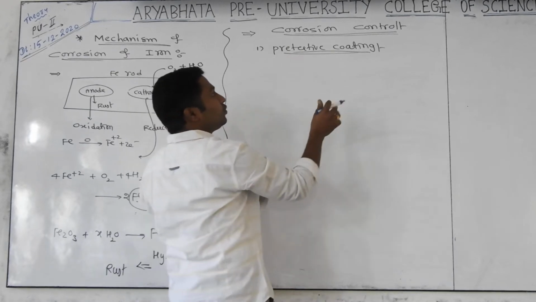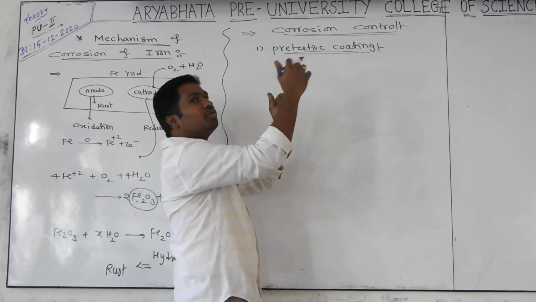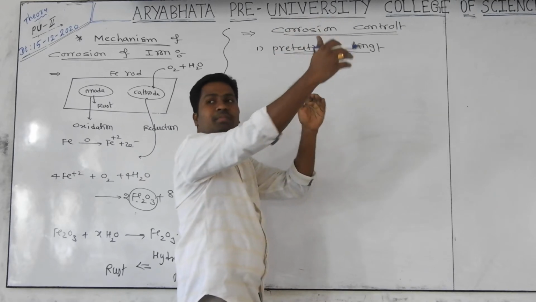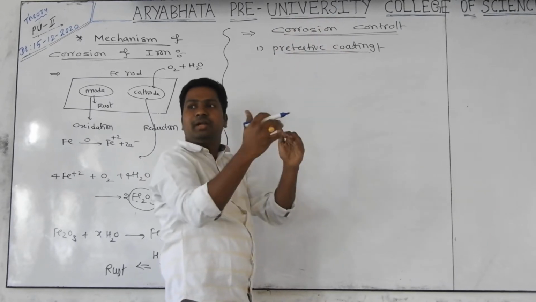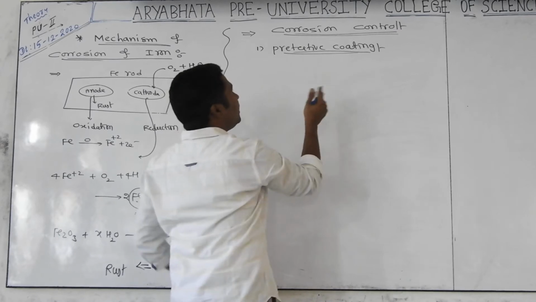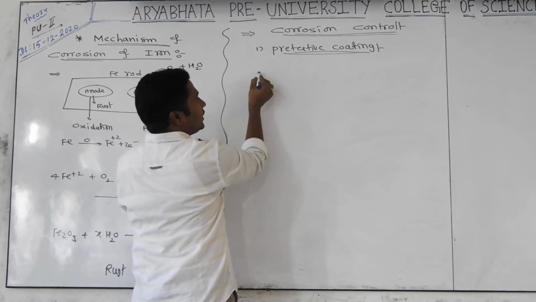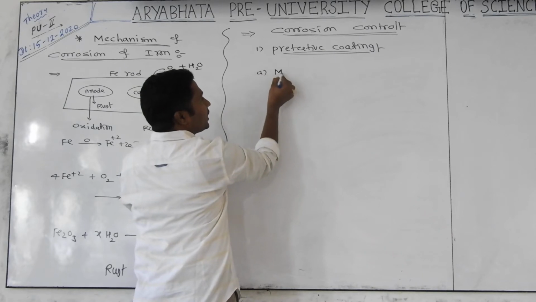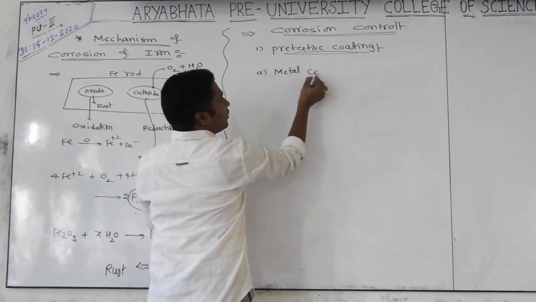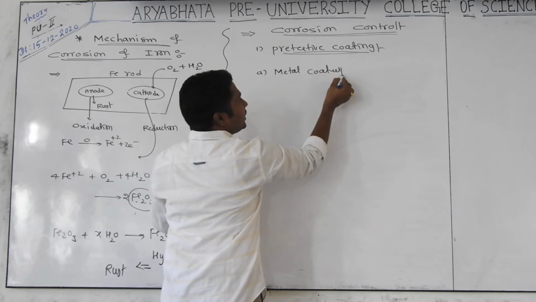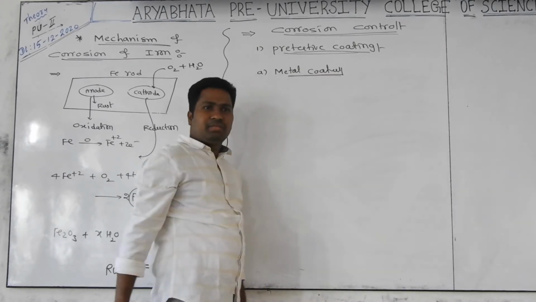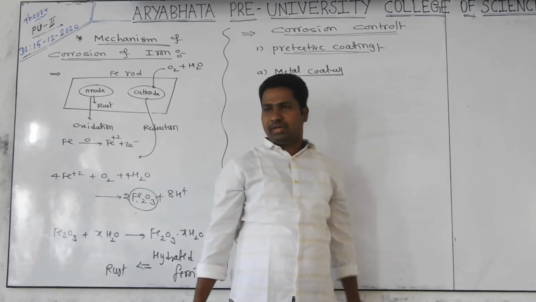By doing protective coating, whatever metal we are using for coating will undergo oxidation, but our parent metal should be in the safe zone. Which type of metals are we using here? I will write here, we have different metal coatings. Metal coatings.